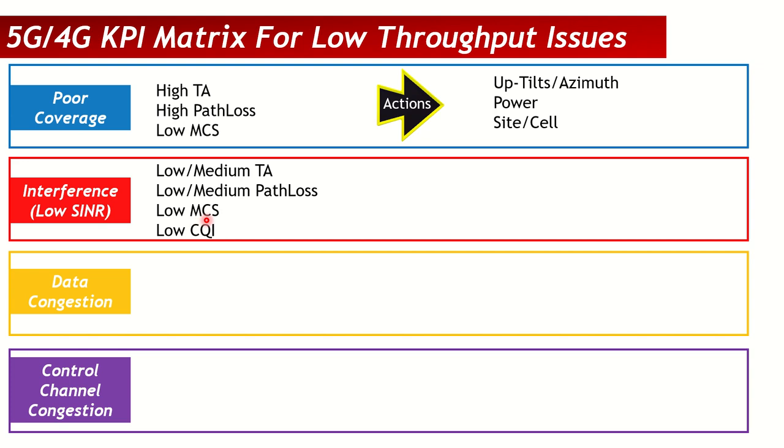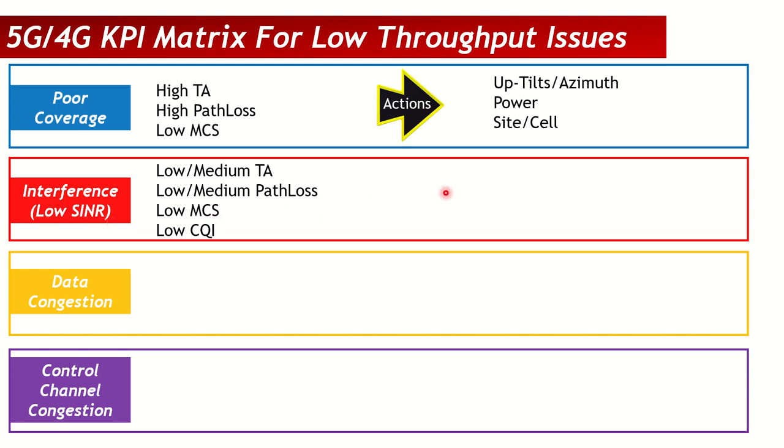The next one would be that you will have low MCS, but you will also have a low CQI. What is CQI? CQI is the channel quality indicator. Now what is a low CQI? Let's say something below 8, you can say that you are starting to have higher interference. So if you have a lower CQI and a lower MCS, but your TA and path loss stats show that the users are not very far away, that would indicate more of an interference limited scenario. What is interference limited? That means your users will have a lower SINR, which will be causing lower throughputs.